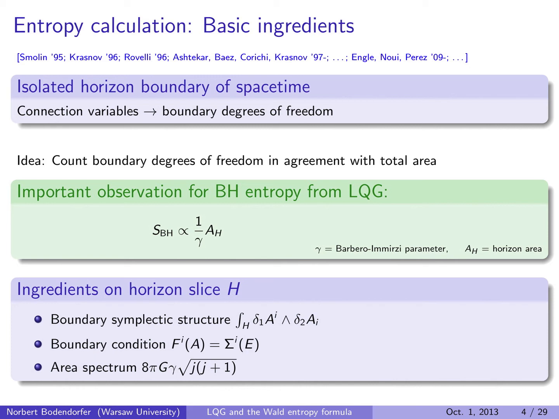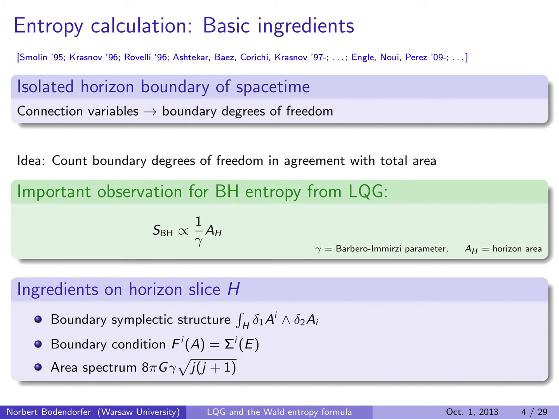What you need is a boundary symplectic structure, which tells you which degrees of freedom you have. Here, it's written in terms of an SU(2) Chern-Simons theory, so this A is an SU(2) connection. We have a boundary condition, which relates, in this case, the curvature of this connection to the bulk variables, in this case the electric flux conjugate to the bulk connection. And you also have an area operator, which gives you a spectrum for the area, and that is important to know how much area you should associate to the quantum states you are counting.